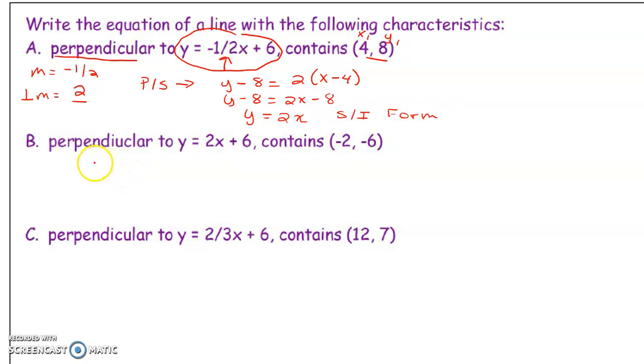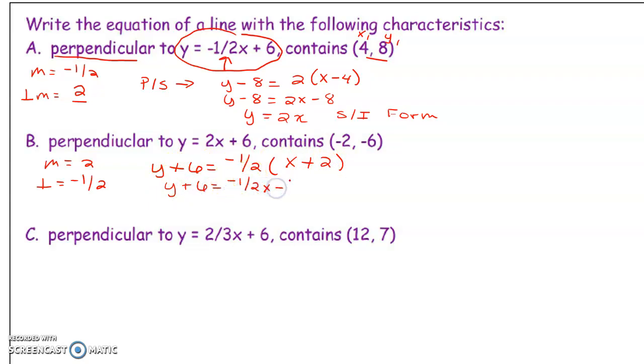All right, we'll try one more. My given slope here is 2. A perpendicular slope would be a -1/2. I'm going to start with point slope. Y minus a -6 is y plus 6. And I'm going to have my -1/2 as my perpendicular slope times x minus -2, which is x plus 2. I will distribute. And then I will subtract 6 from both sides. And I am in slope-intercept form. You can finish the next one on your own.